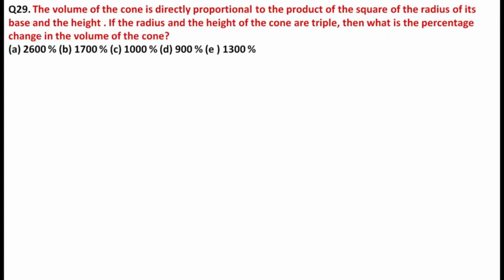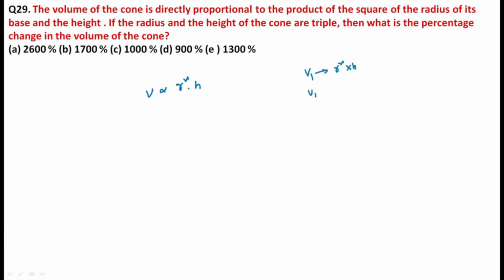Next, the volume of a cone is directly proportional to the product of the square of the radius of its base and the height. Now see, there is information that volume is directly proportional to the square of the radius of the base and height, r square into h. Now the radius and height of the cone are tripled. Now see, the v value becomes r square into h.